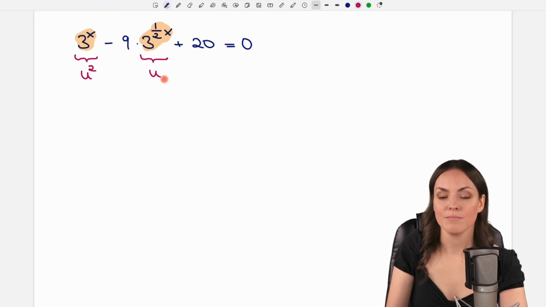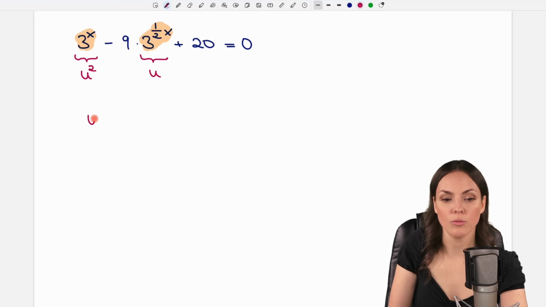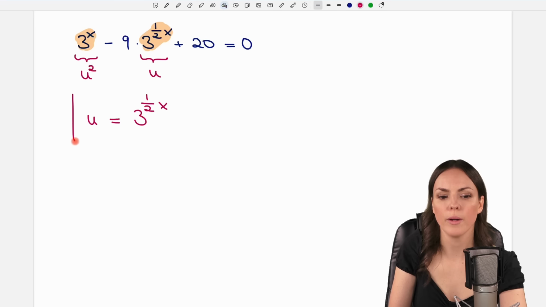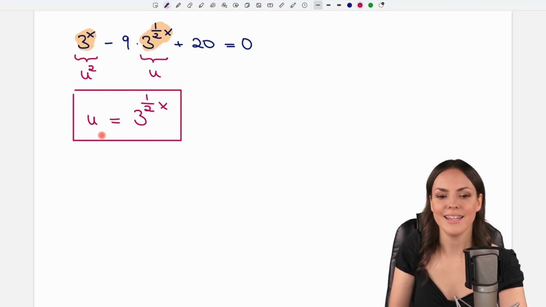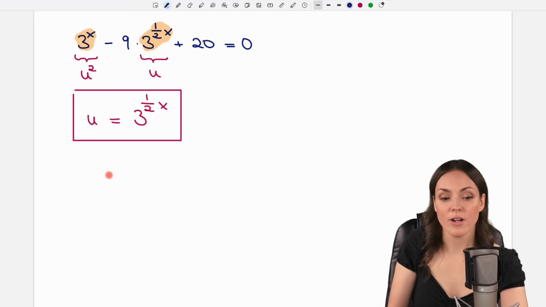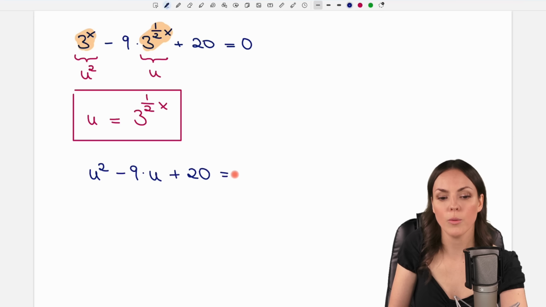So my substitution is, instead of this expression, I'm going to write a U. Write it down, what you substitute. So we have this here, and we call this U from now on, and we're going to need this connection later on. This is our substitution. So in terms of U, how does my equation look like then? Instead of this thing here, we said we write U squared from now on. We subtract 9 times. Instead of this beautiful thing, we write a U from now on, and then the rest of the equation.